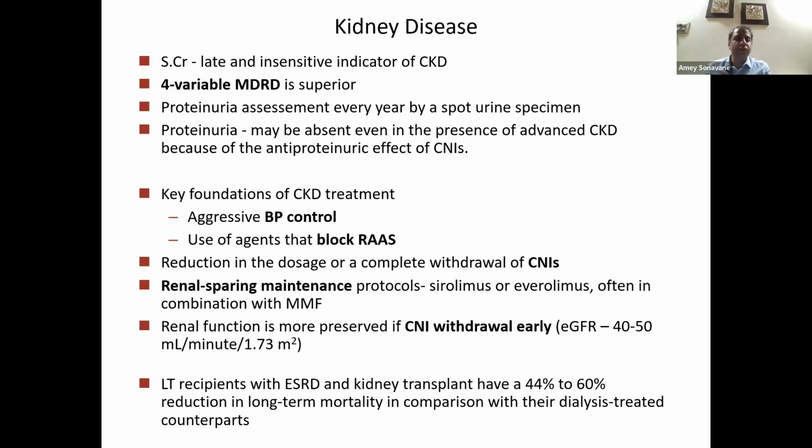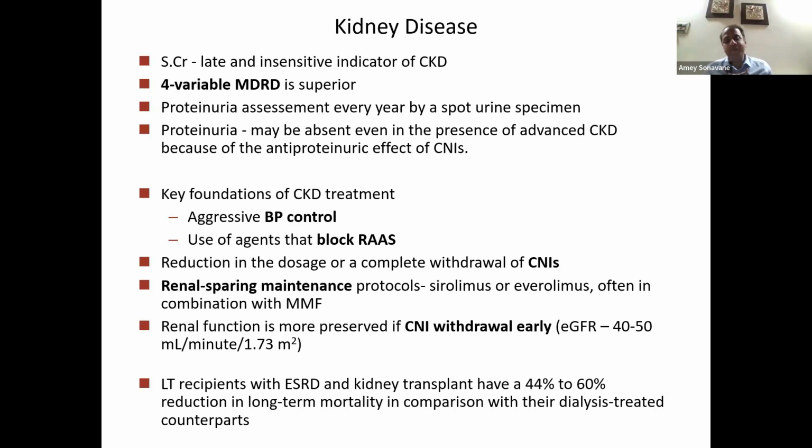How do we treat patients with chronic kidney disease? We all know that these patients can have high blood pressure, and what we need to do in these patients is to block the renin-angiotensin-aldosterone system. How do we do this? By trying to reduce the immunosuppression, the CNIs, which cause CKD, and get renal-sparing maintenance protocols into place by changing the CNIs to everolimus and adding on mycophenolate mofetil.